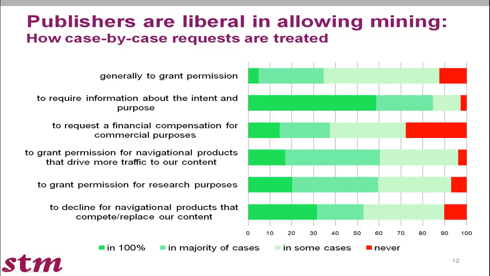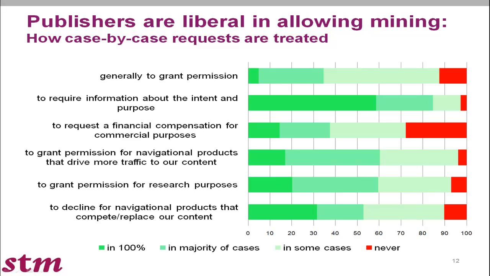If and when the requests get in, we asked them how they were usually handled. And the overall picture is that publishers are liberal in allowing mining. The greener you see the bar, the easier they are. And you can see in the top bar on the picture that in nearly 90% of the cases, publishers generally grant permission for text and data mining.